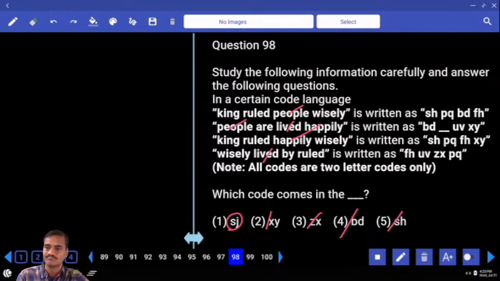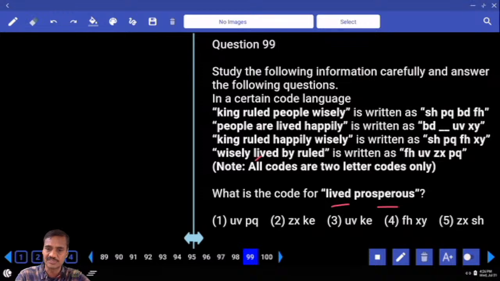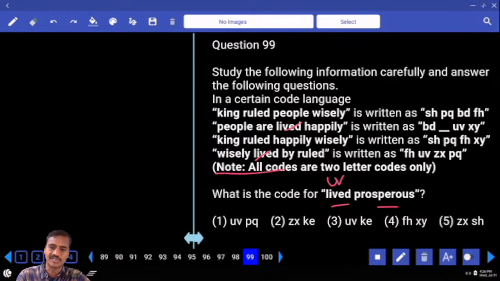And next one, 99. And in this one, lived prosperous. Now lived is the word that is common between the second and the fourth. People are happily. Now lived is the only word that is common. Then which word is common here? And UV. The code for lived is UV. And prosperous is not given anywhere else.